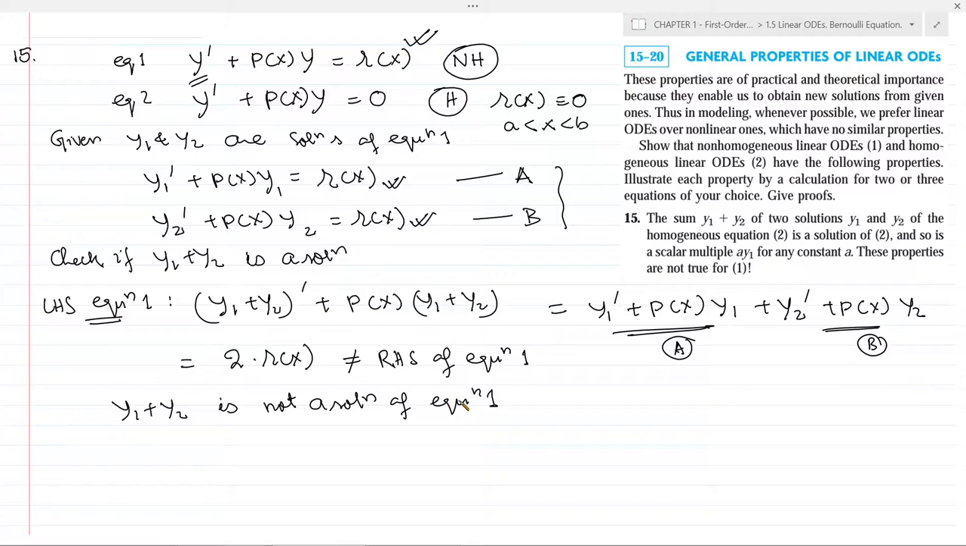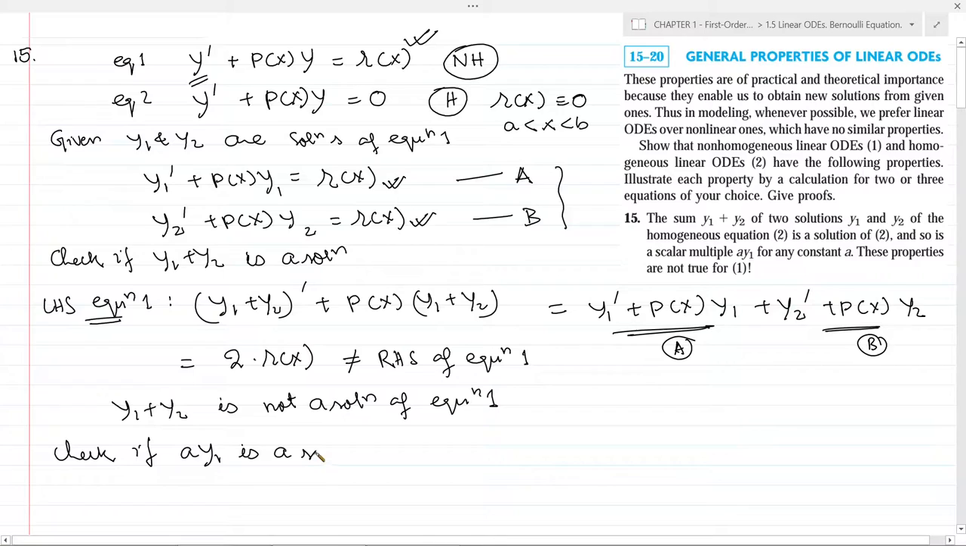Now let us go ahead to see if the second property is true or not, that is, if scalar multiple of the solution is a solution of 1 or not. So now we have to check if Ay1 is a solution of equation 1.